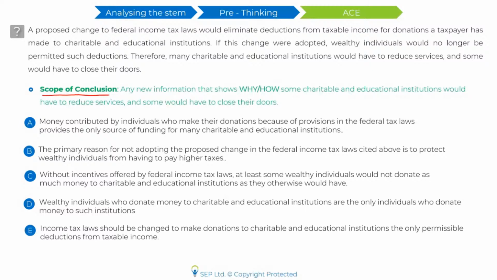So I'm going to keep the scope in my view, right? Money contributed by individuals who make their donation because of provision in the federal tax laws means this implies, okay, they will stop donating, correct? Because this portion in the bracket implies that these individuals are the type who will stop donating once the provision is gone. So money contributed by such individuals provides the only source of funding. If it's the only source and if they stop funding, definitely funding will reduce. So this is within scope. I'm going to keep this on hold.